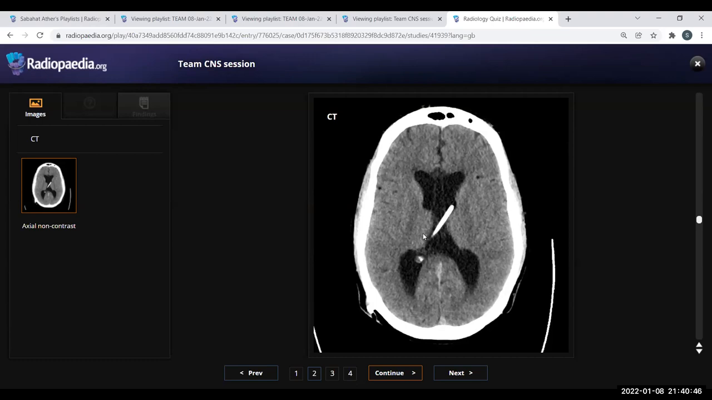Okay, so there's a VP shunt which is seen in C2 and bilaterally dilated lateral ventricles with cavum septum pellucidum. Okay, please scroll it.